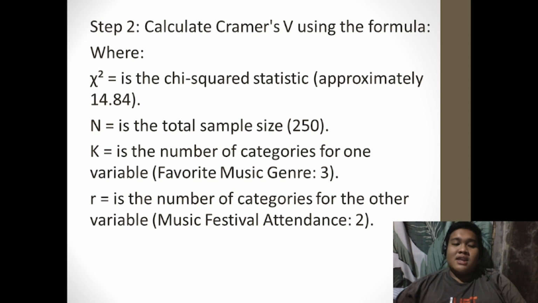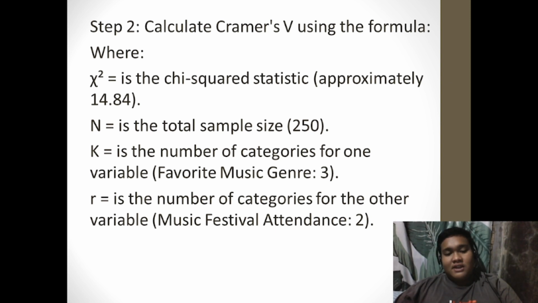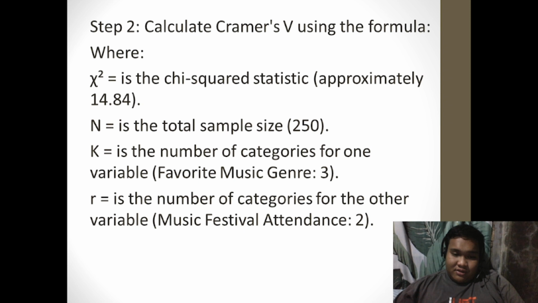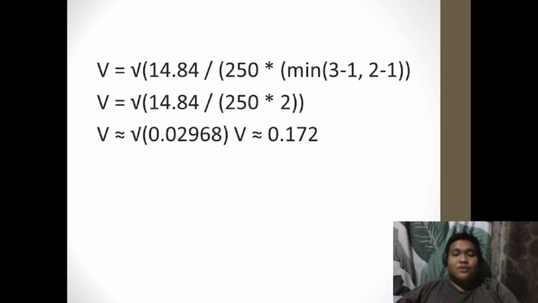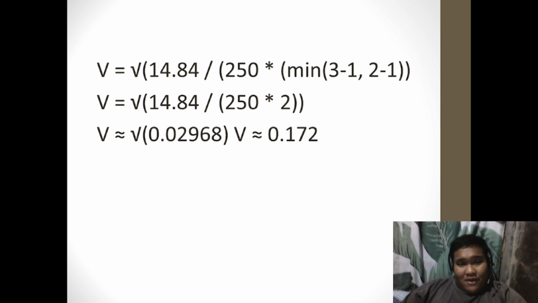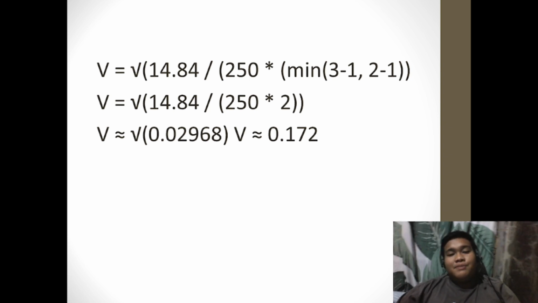So we solve that. n is the total sample size, which is 250. k is the number of categories for one variable. So our first variable is favorite music genre, which is 3, and r is the number of categories for the other variable, music festival attendance, which is 2. So I substitute all the given numbers into the formula. So V is equal to the square root of 14.84 divided by 250 times min(3 minus 1, 2 minus 1). So V is equal to the square root of 14.84 divided by 250 times 2, which is 500.